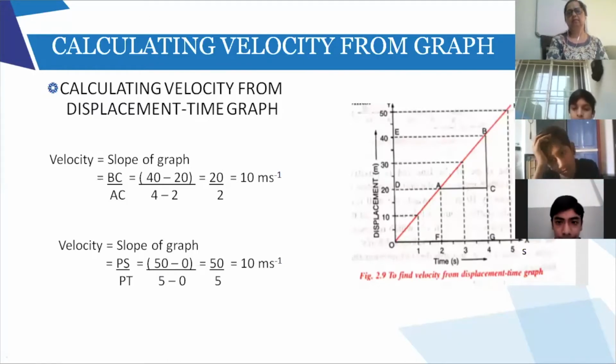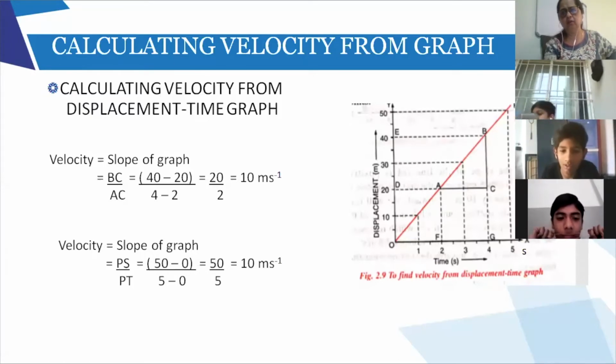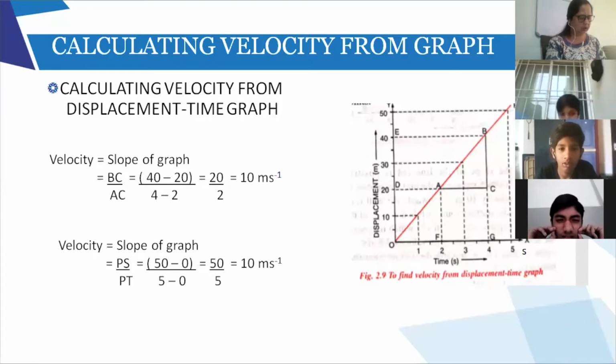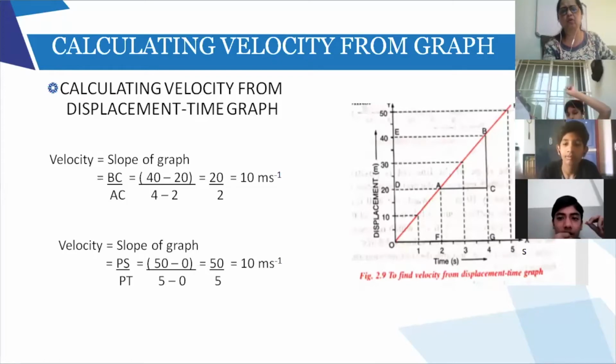Ma'am, but what about the curved graph? If there is a curved graph, see, usually when you calculate velocity, you take the straight line. Now, if it is a curved graph, then you draw a tangent. You know what is a tangent? You draw a straight line at one point, and then you take the slope from that. It is given in the book, you can see it there. But that is not very important, so I have not taken this. This is the most important. It is usually a uniform motion graph.